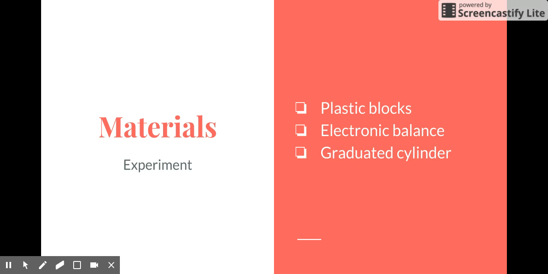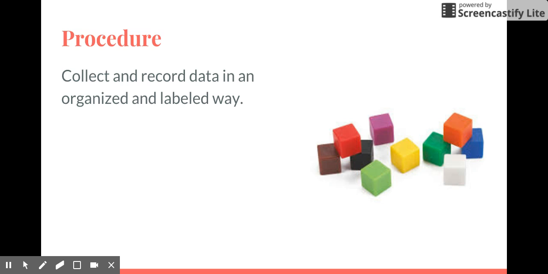Today we'll be using some plastic blocks. They're the same blocks that we used in the volume lab. We'll also be using an electronic balance and a graduated cylinder to measure volume. Since we'll need the mass and the volume, we want to collect and record that data in an organized and labeled way.